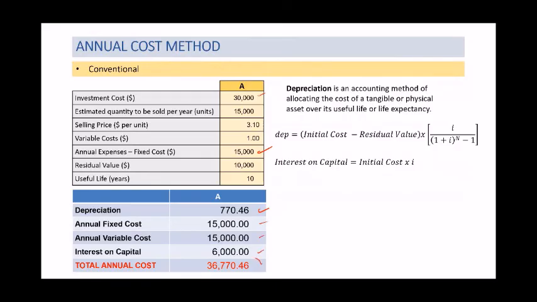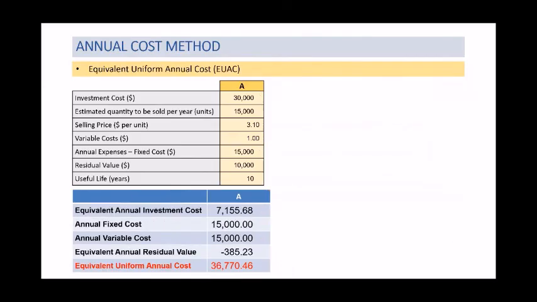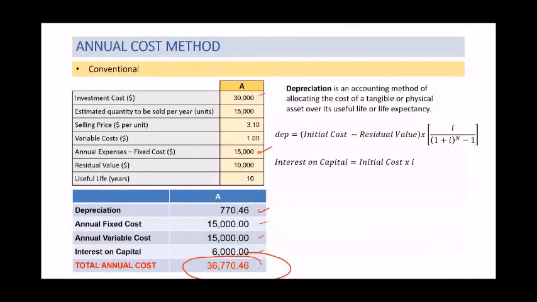Okay, and then get the sum. This is now the total annual cost for alternative A. So do that also for alternatives B and C so that you can compare later. Now, another method. Do you have any question here for the conventional annual cost method? Usually, this is what they use in accounting offices. They use the conventional. But for engineering economics, we have also another method.